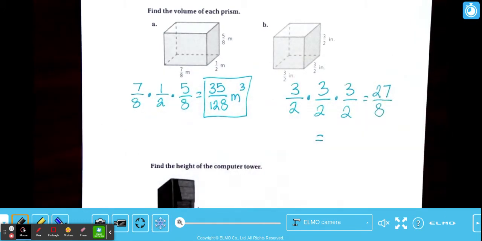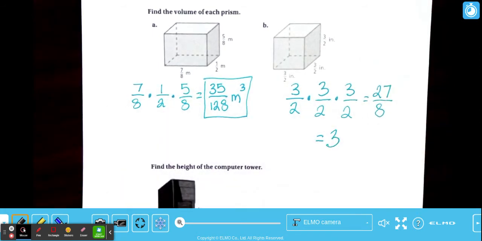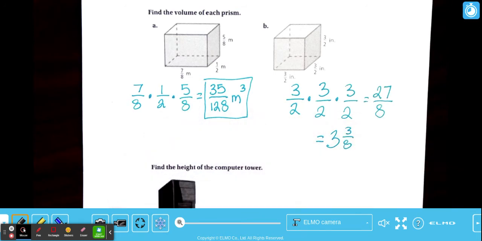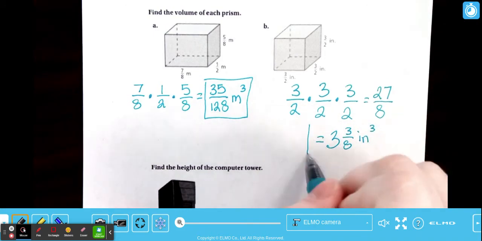No, that's called an improper fraction. We don't like those. So we're going to turn it into a mixed number. How many times can I take 8 out of 27? 3 times. And 3 times 8 gives me 24. So I'm taking 24 out of 27. How much is left? 3 is left out of 8. Okay. And then that is what? Inches cubed.